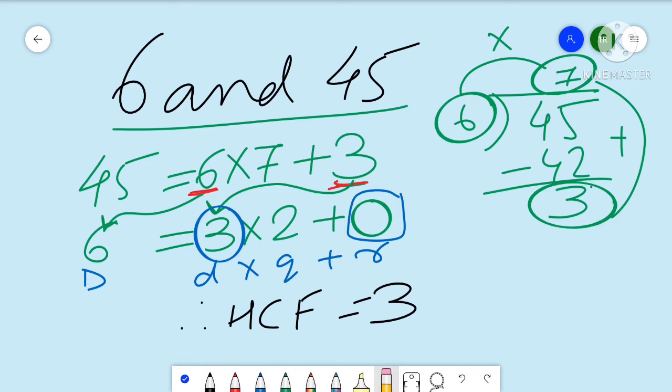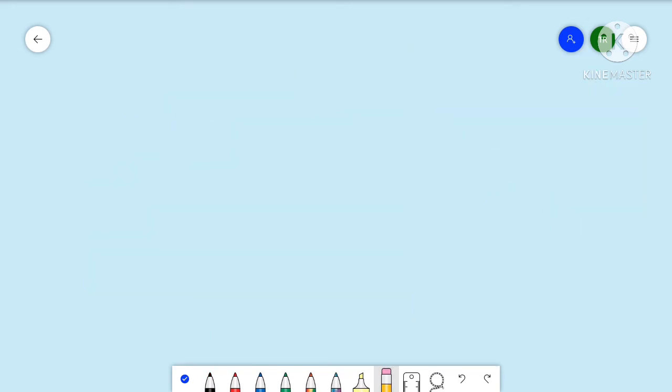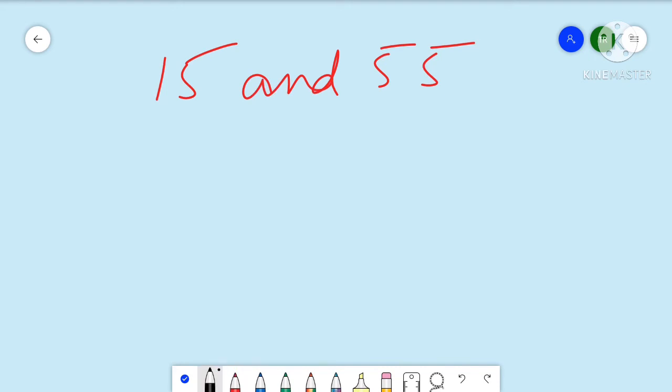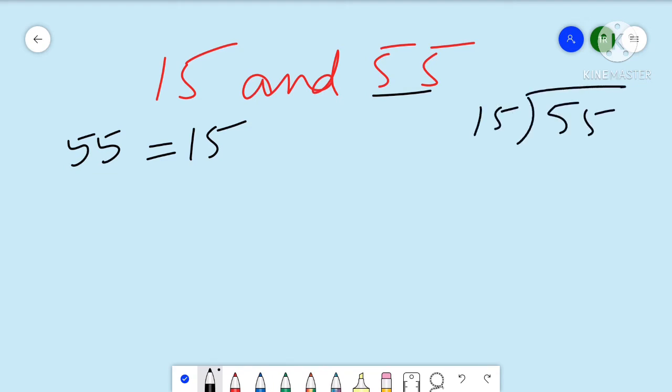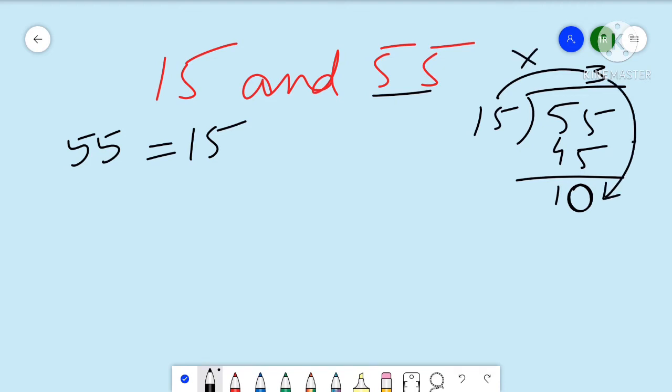Okay, let us try one more example to make it more clear. Suppose you want to find the HCF of 15 and 55. Again here 55 is the larger number, so we will write 55 in terms of 15, so 15 becomes the divisor. If you find it confusing to write in a single line, try to divide it in the rough space. So 15 threes are 45. What is the remainder? 10. So we will write 55 equals 15 into 3 plus 10.